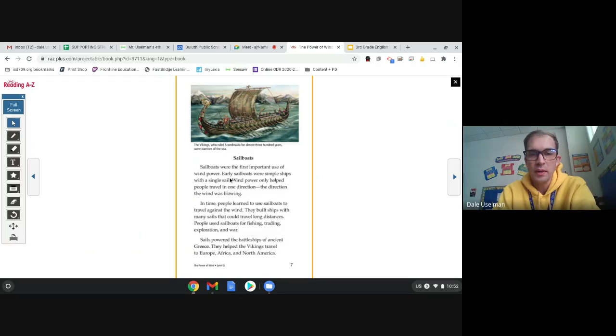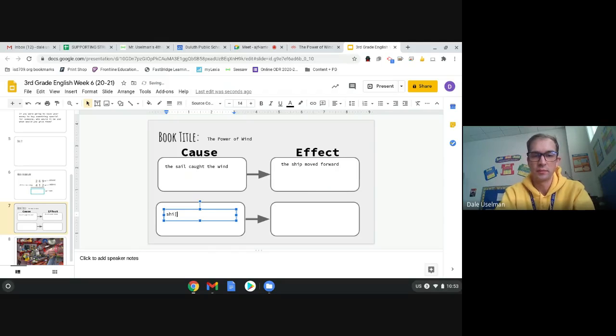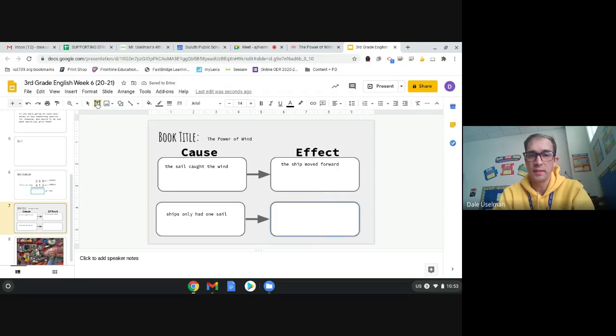Awesome. So if you noticed here, and you said this one, great work. It said early sailboats were simple ships with a single sail. Wind power only helped people travel in one direction, the direction the wind was blowing. So our cause and effect relationship was that ships only had one sail. The effect of that was, if you didn't identify it, now's your chance. What was the effect of having only one sail? You're right. Ships could only move in one direction.